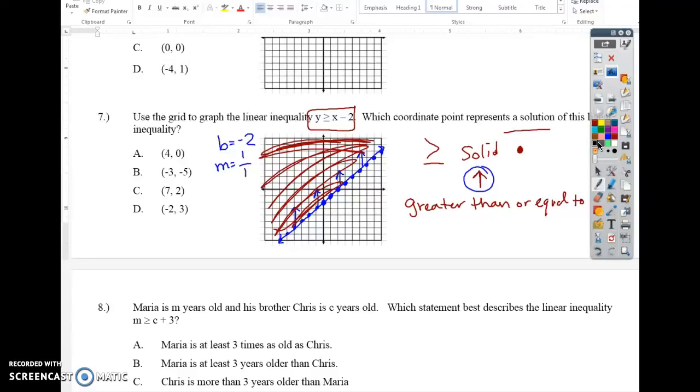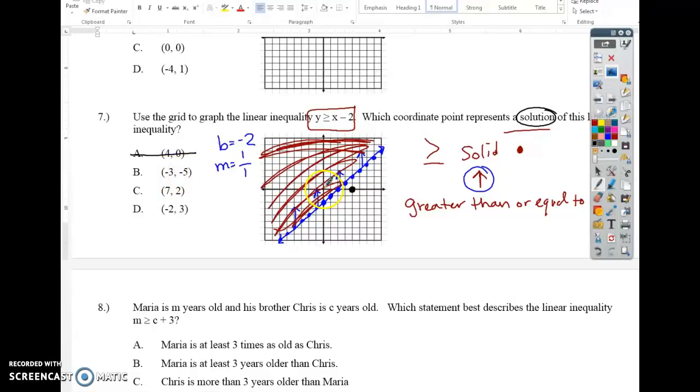So then it says, which coordinate point represents a solution to this inequality? So we're going to plot these points on this graph, and we're going to see which ones are solutions and which ones are not. A says 4, 0. So if I plot 4, 0, that's 1, 2, 3, 4, right here. Is that a solution? No, because it's not on the line and it's not on the shaded area.